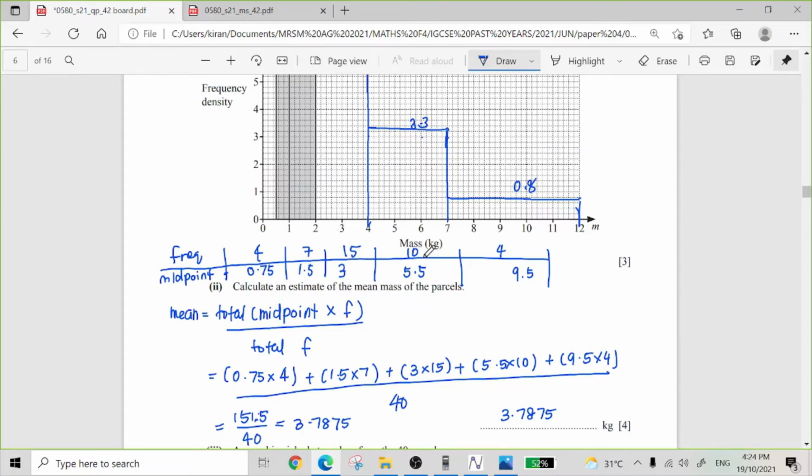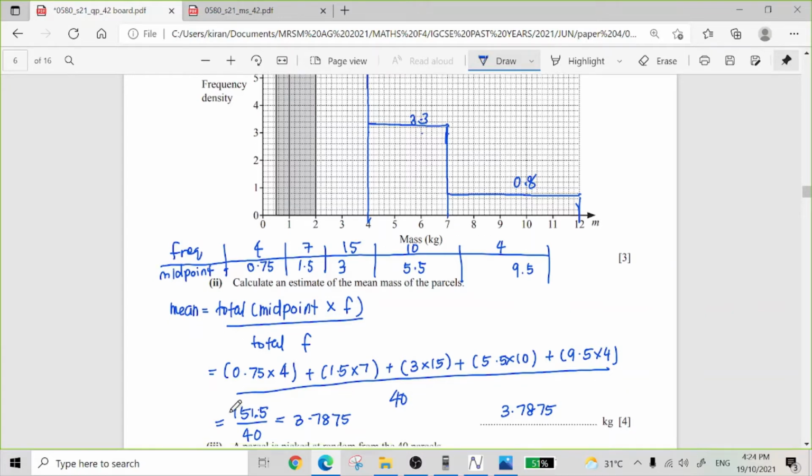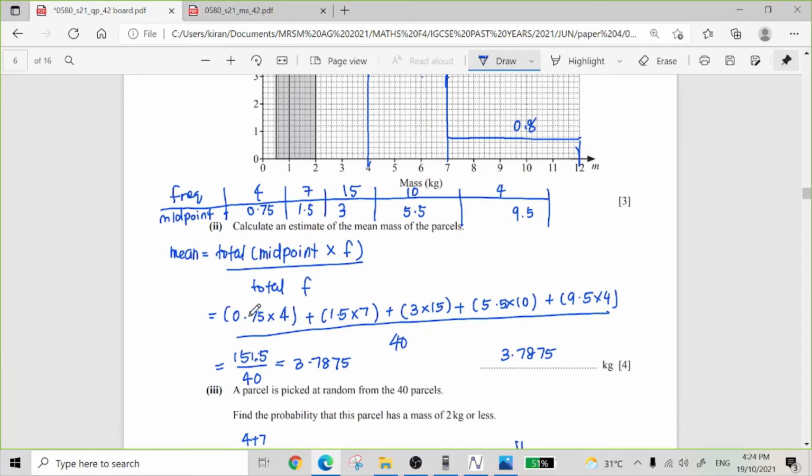Okay, so actually to calculate the midpoint you just take the upper class plus the lower class and then divide by 2. That is the midpoint of each class. Okay, so this is the midpoint of each class and the frequency. Make sure that you find the total midpoint multiplied with frequency, and then we add all these and divide with the total frequency, which is equal to 40.